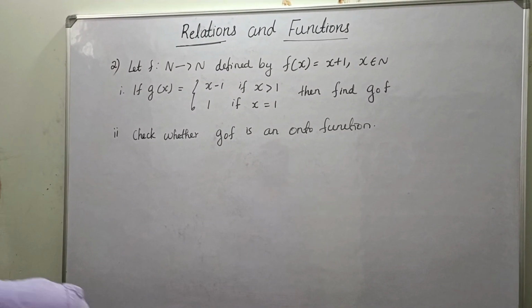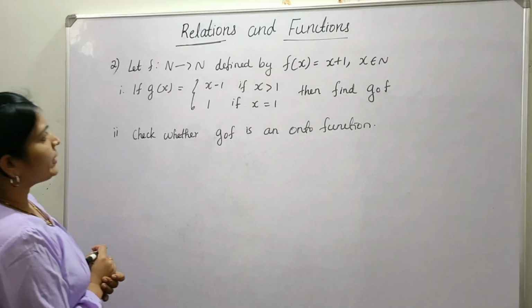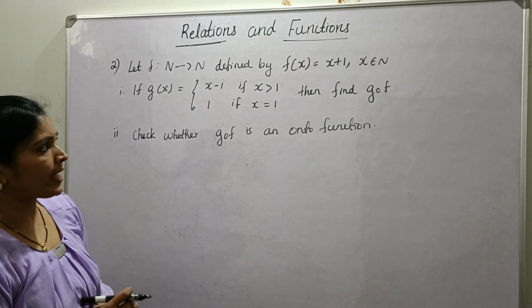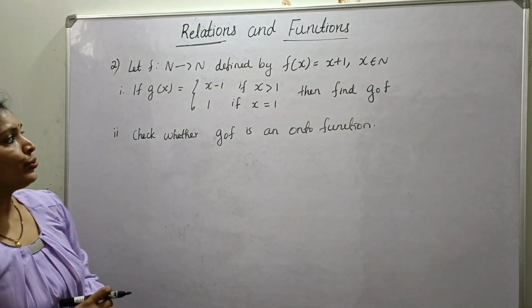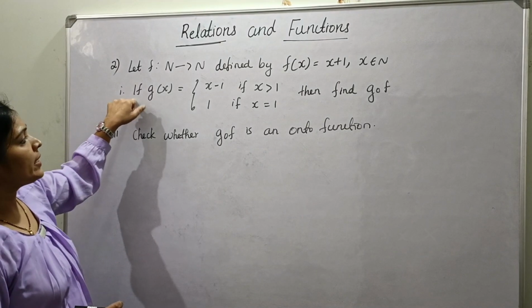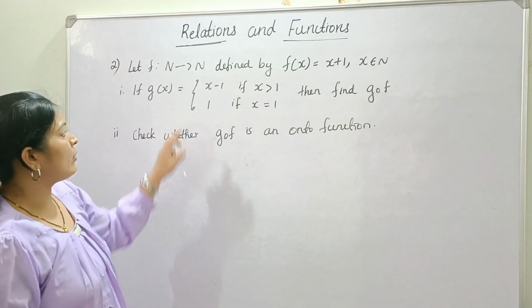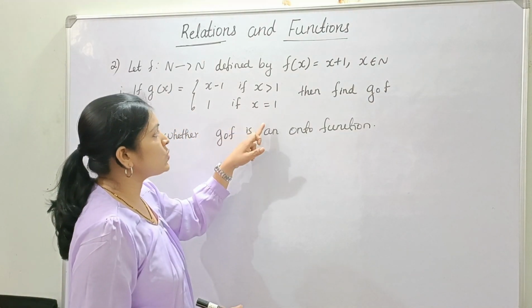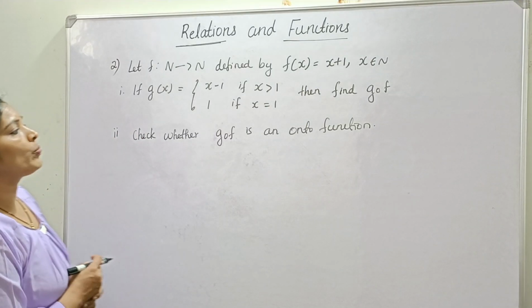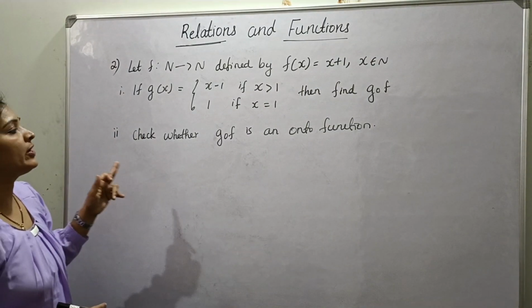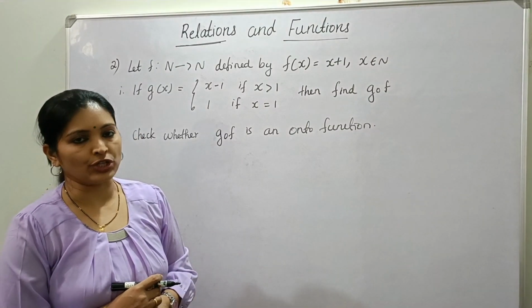See the next question. Let f from N to N be defined by f(x) = x + 1, x belongs to N, and g(x) = x − 1 if x > 1, and 1 if x = 1. Then find g composite f. Second question, check whether g composite f is an onto function.